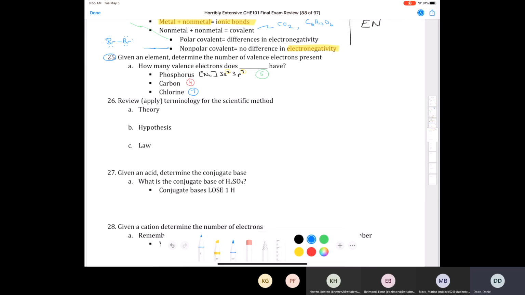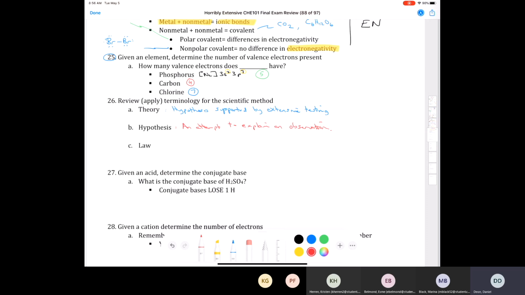Review the terminology of the scientific method. So a theory, I'll write down just some definitions here. A theory would be a hypothesis supported by extensive testing. It's not yet considered a law. A hypothesis is an educated guess, right? That's what I learned in junior high school. Or you could say it's an attempt to explain an observation.